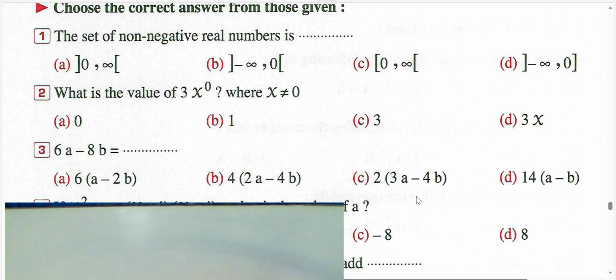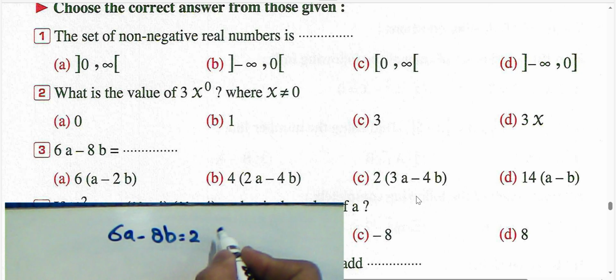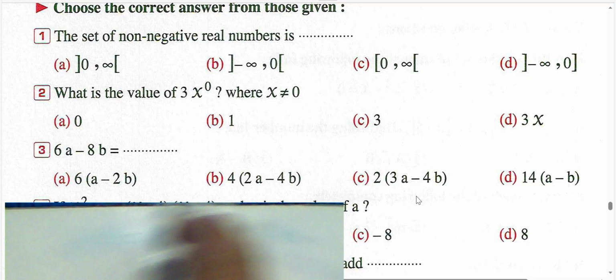Number 6. 6a subtract by 8b, we can factorize by the highest common factor between the two numbers, which equals 2. 6a divided by 2 equals 3a and 8b divided by 2 equals 4b. Then we have 2 here, the highest common factor between the two terms. Next question.